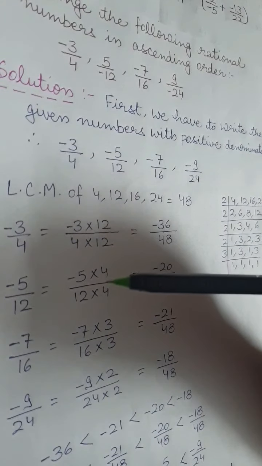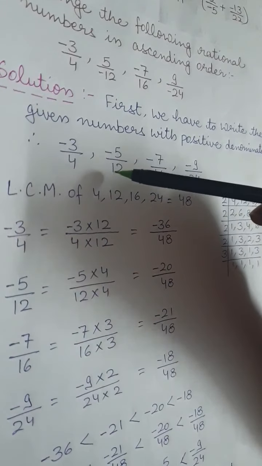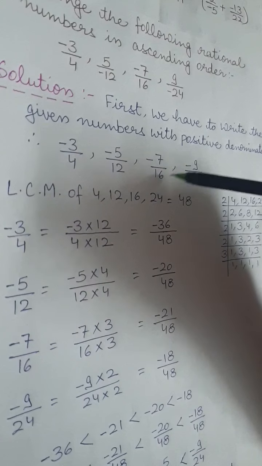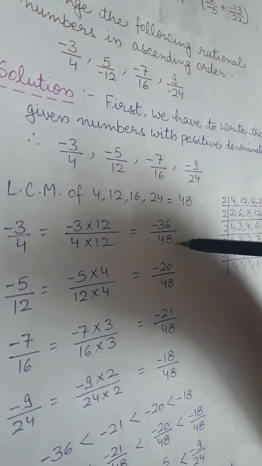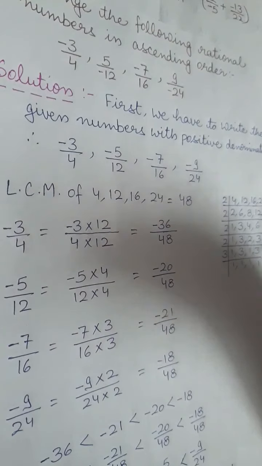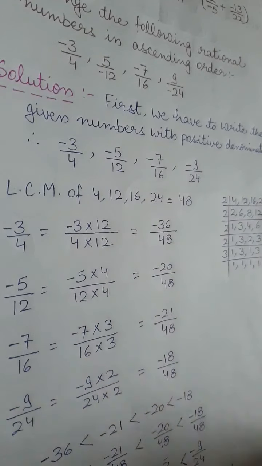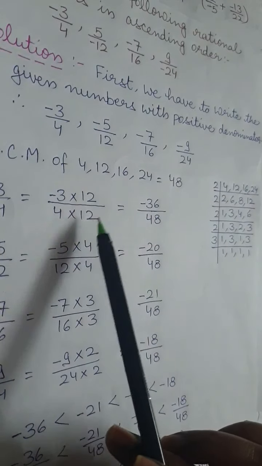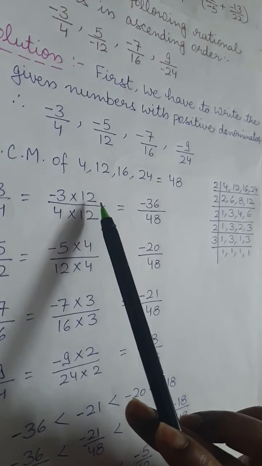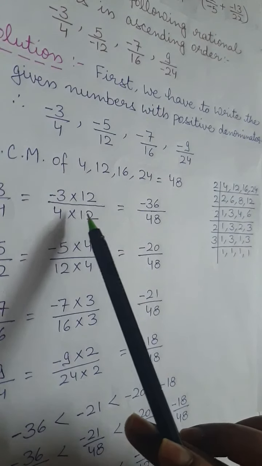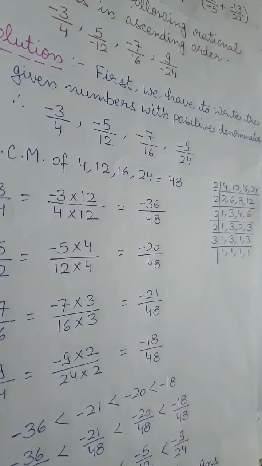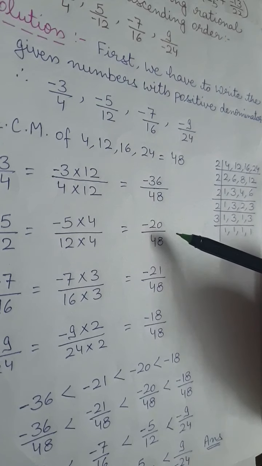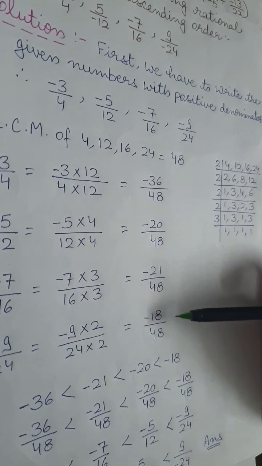Now what we have to do? We have to make all the denominators 48. जितने भी हमारे denominator हैं, that are 4, 12, 16 and 24, we have to make them 48. So we are following the same procedure that we have followed in comparing the numbers. Multiplying 4 by 12. What we get? 48. If denominator is multiplying by 12, then the numerator must be multiplied by 12. We are following the same method. Fine. So what numbers do we get? That are -36, -20, -21 and -18.